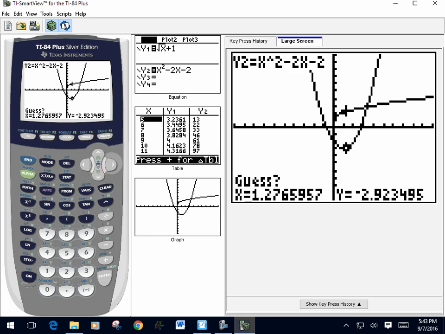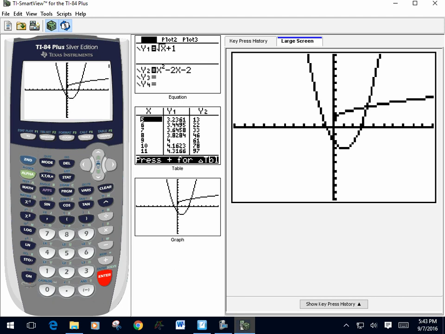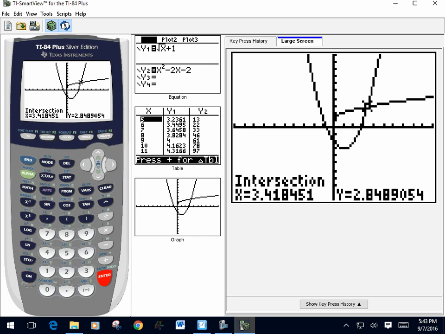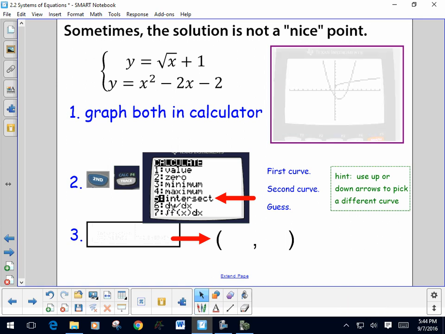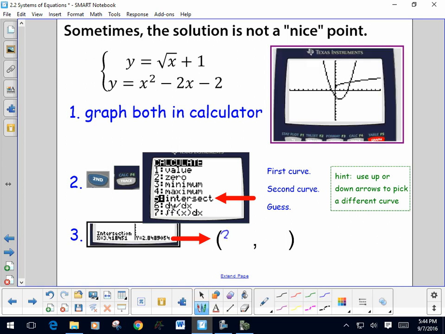And then finally, it always wants you to make a little guess. It just helps it to be faster and get closer to the solution. Whoops, overshot it. So you move your little cursor sort of close to that intersection. It doesn't have to be right on it, but get it close. And once you do that, it can calculate that intersection pretty quickly. And so it's not a nice point, so to speak. It's at 3.418451 for the x, and for the y, 2.8489054. So it could be anywhere that it crosses, and in this case, that is our intersection. So here's the graph. This is what it told us. So maybe we could round to, I don't know, 2 decimals, 3.42 and 2.85 is our intersection here.